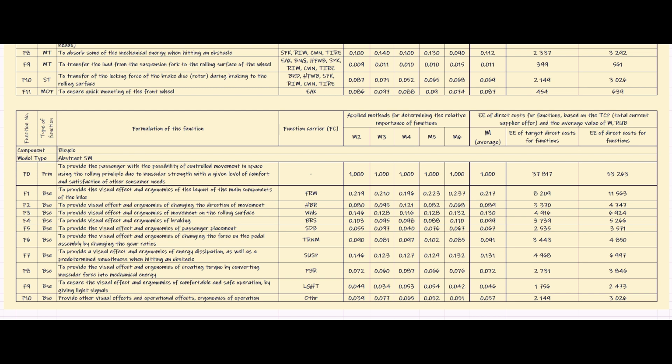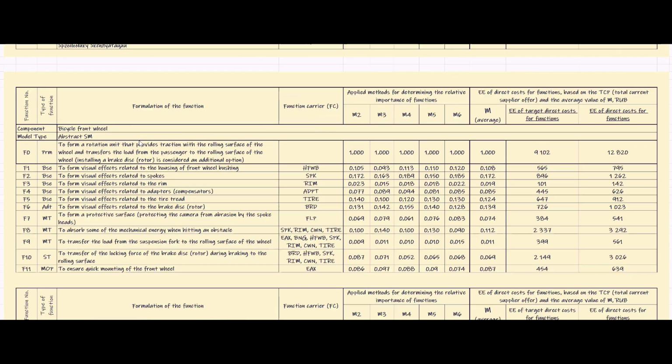For the objects of analysis, bicycle and front wheel, the total amount of direct costs is taken from the technical assignments for the object of analysis. As we can see, for the object of analysis bicycle, one function carrier corresponds to one function, unlike the object of analysis front wheel, where one function corresponds to several carriers.